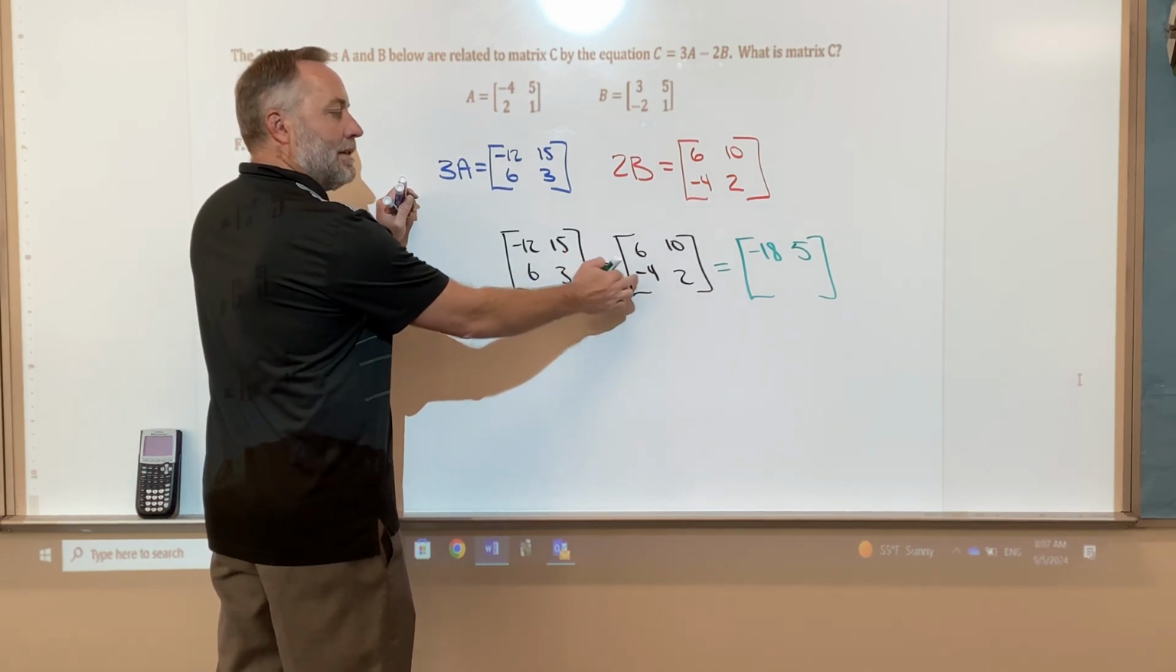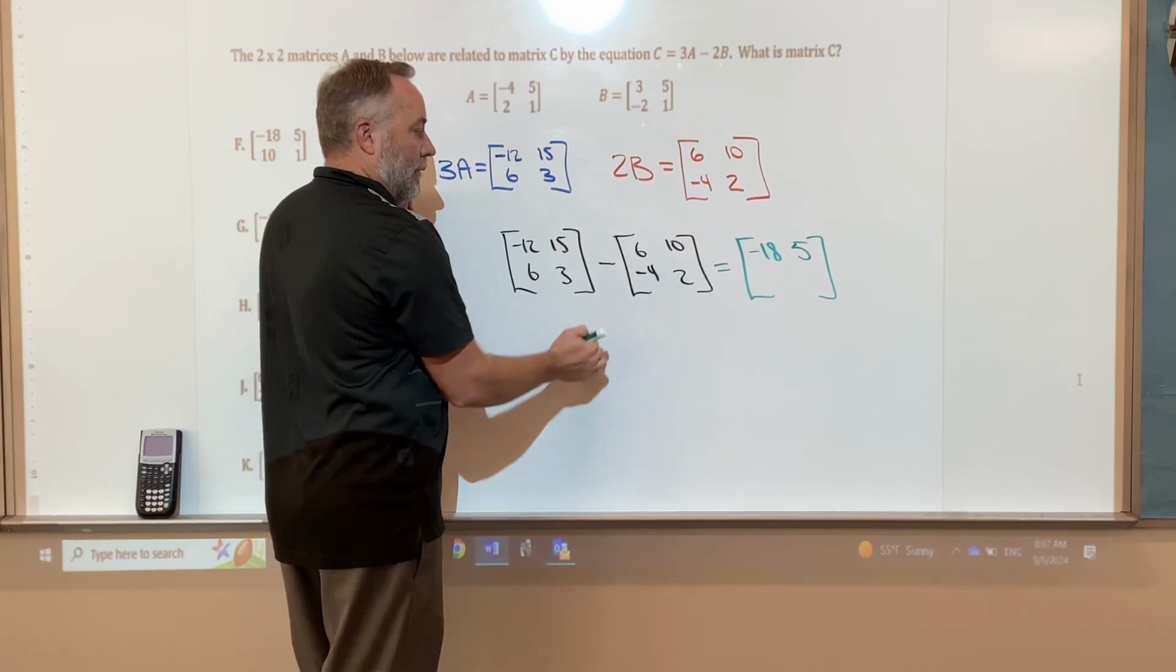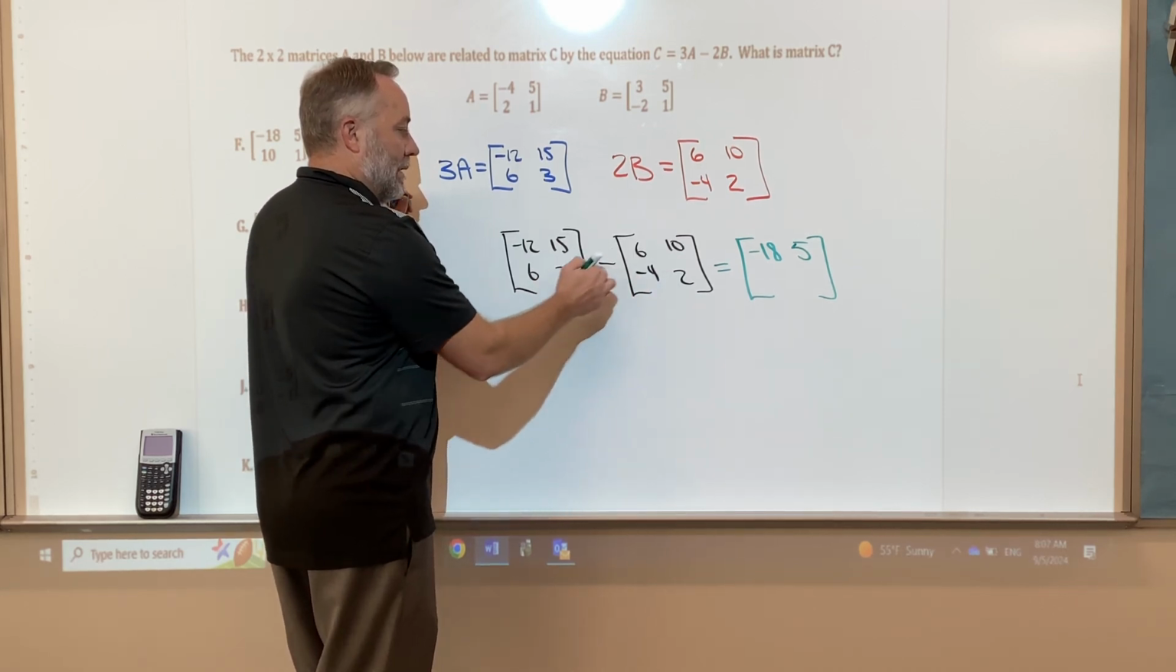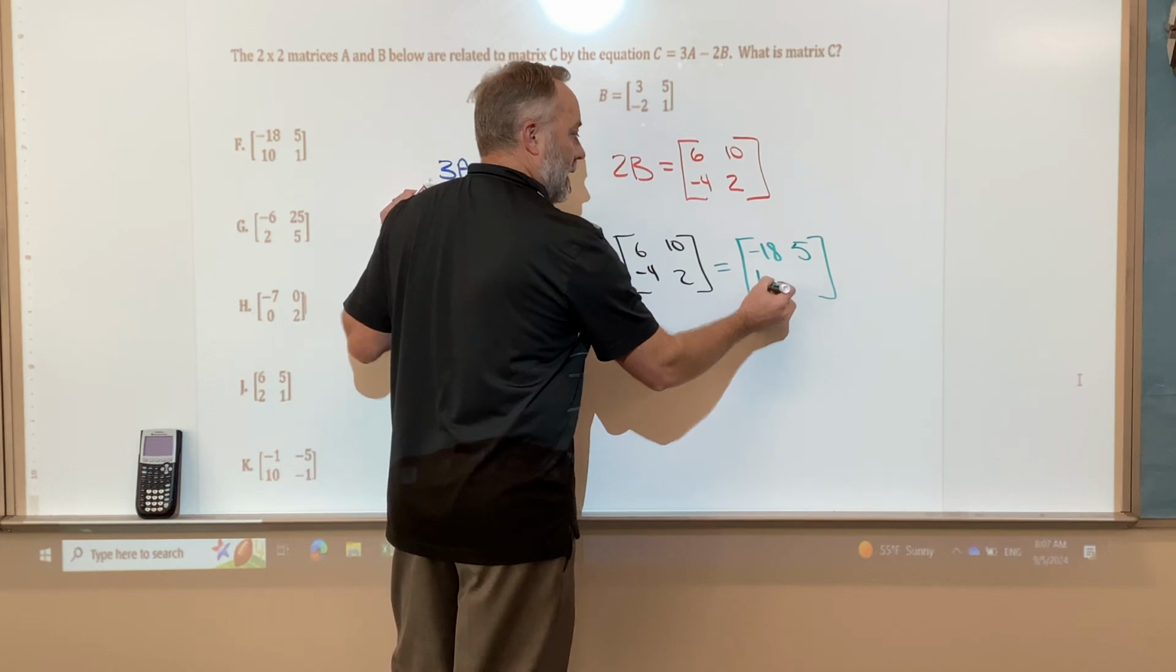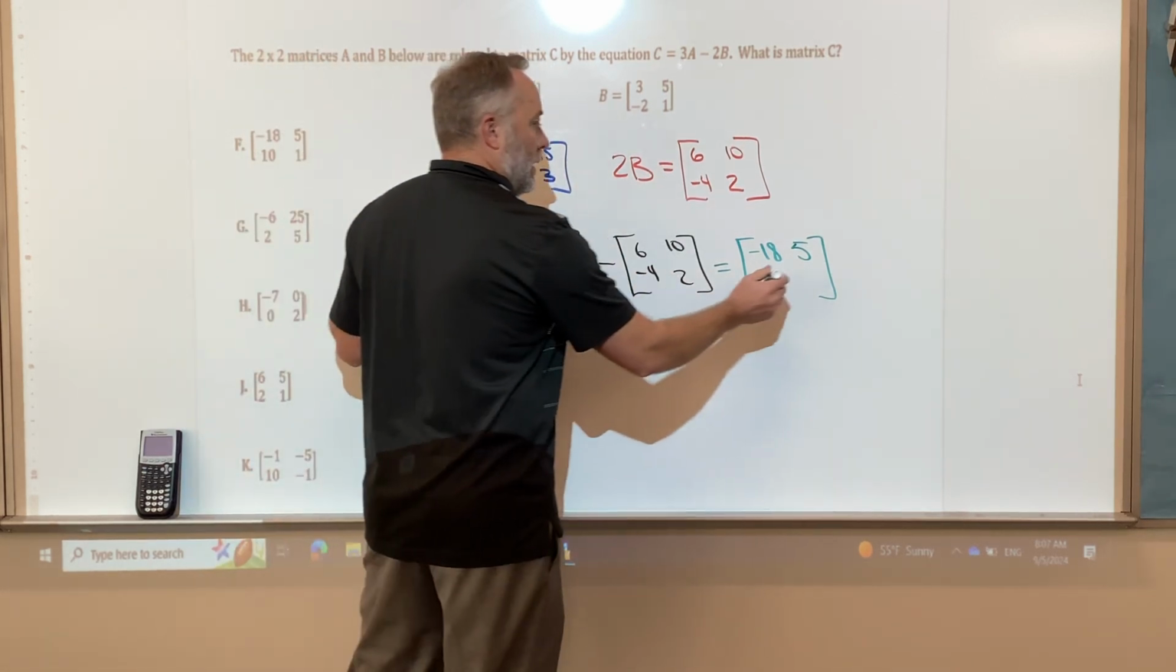6 minus negative 4, it's like we're distributing a negative 1 to that negative 4. So minus the negative 4 makes that 6 plus 4, which is 10. And then 3 minus 2 is 1.